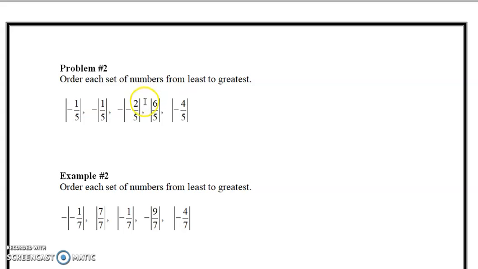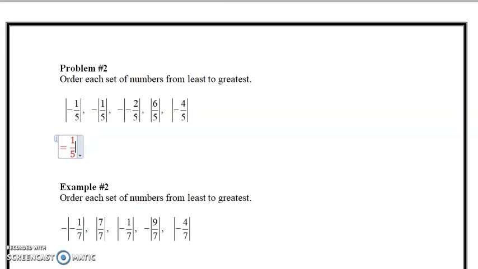So problem set number 2: order each of the following from least to greatest. Now the negatives outside the brackets will keep the number negative, right? So this negative doesn't make it positive. It's still going to be negative. Okay? So we'll write these as what each of them are. The first one will be 1/5. Next one would be negative 1/5, because you take the absolute value of the 1/5 and then you make it negative.